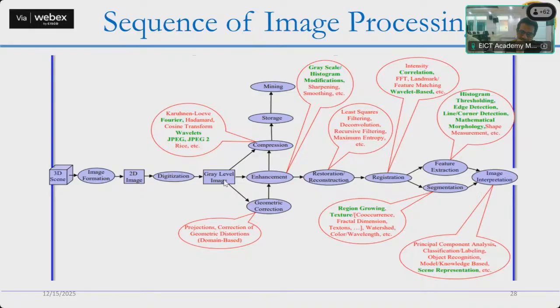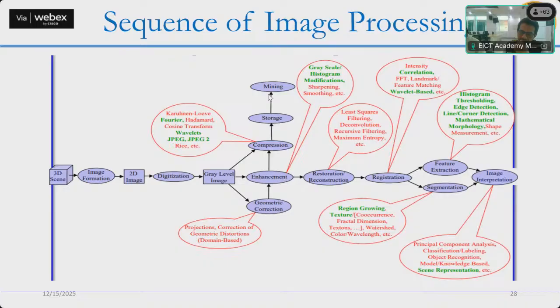In the gray level image, as soon as you have taken the gray level image, what do you do? Either compression can be done, because sometimes we want to transmit that image, so we compress it. Sometimes we need to correct it, and then compress it, or thereafter we can store it.